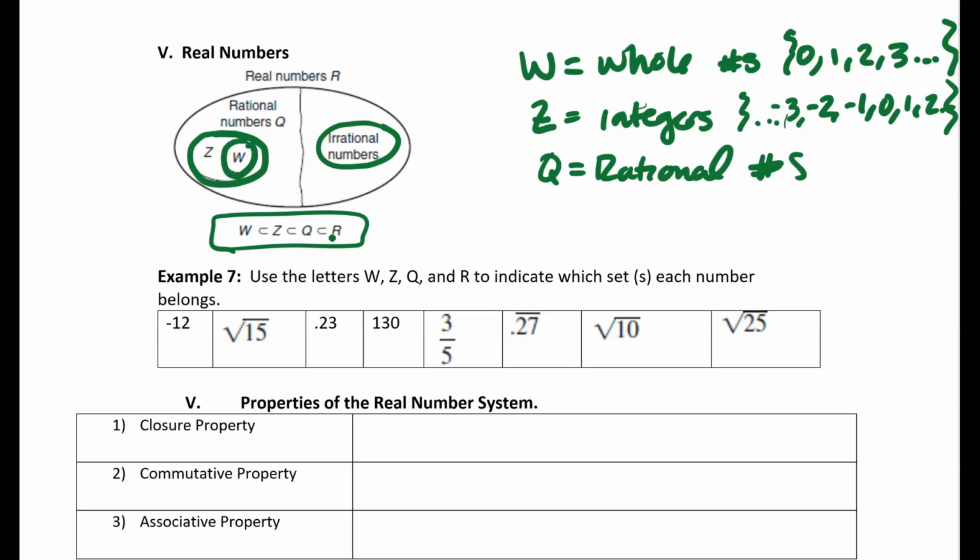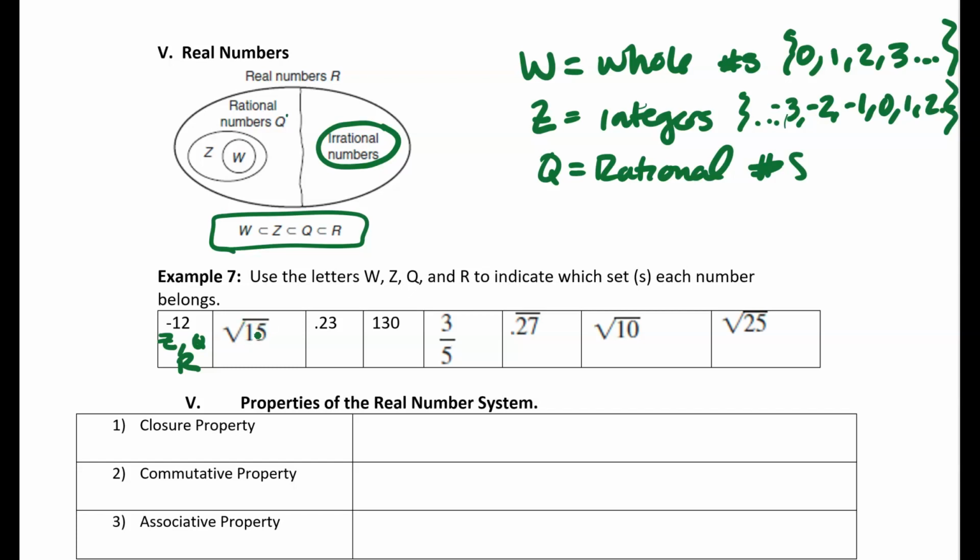So example 7 says use these letters to indicate which sets each number belongs to. So -12. I'm going to start on the very smallest set. So I'm going to start with the whole numbers and work out. So is -12 a whole number? It's not, because it's not positive. So negative numbers are not whole numbers. Is -12 an integer? Yes, it is, because integers are negative and positive whole numbers. So I'm going to say it's an integer. And then from there, I don't even have to think about the other ones because I can just use the picture. So all integers are rational numbers and all rational numbers are real. So we can also say Q and R as well.